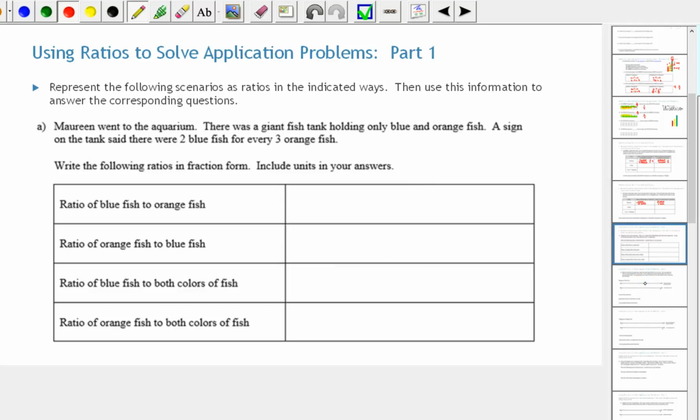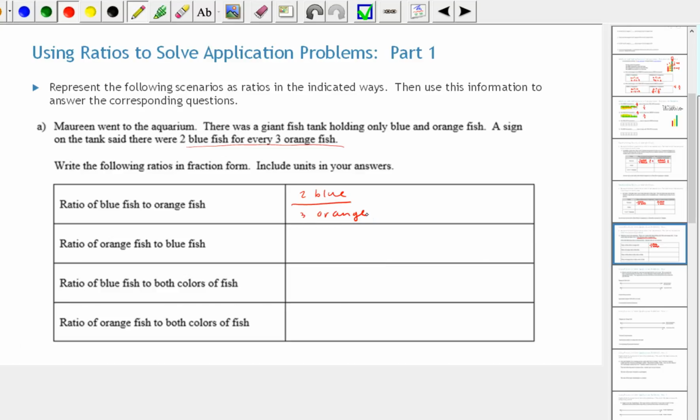Maureen went to the aquarium, giant fish tank. It only had blue and orange fish. A sign on the tank said there were 2 blue fish for every 3 orange fish. So blue fish to orange fish. So we're going to put 2 blue. That's not how you spell blue. 2 blue over 3 orange.